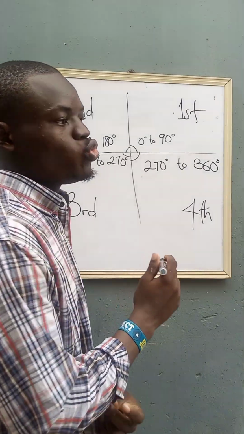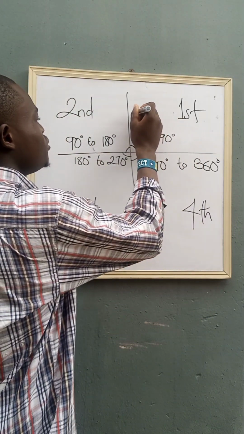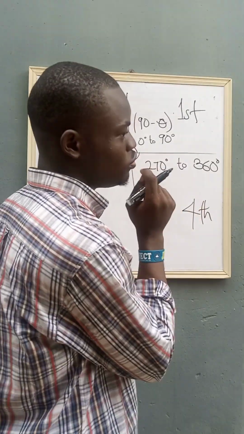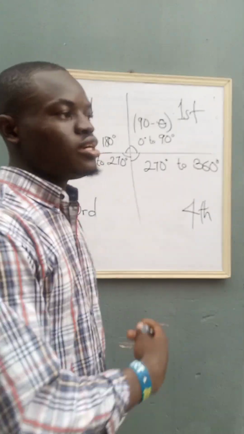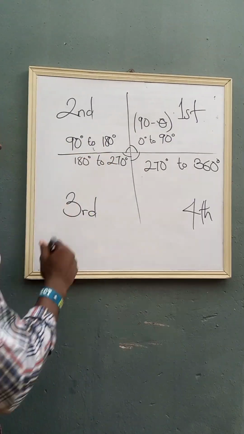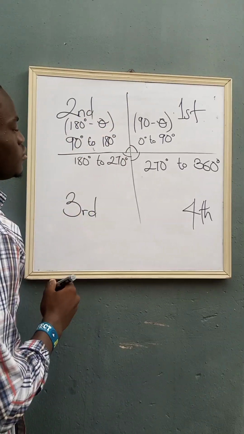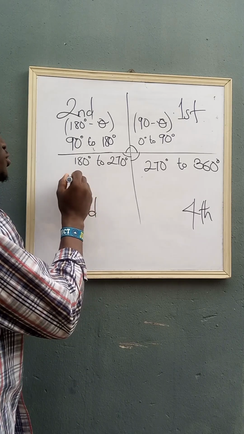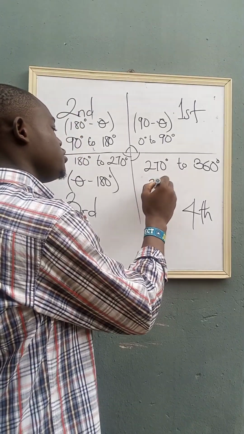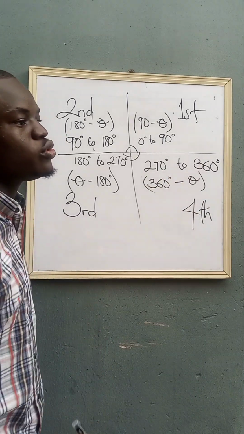Alright, so now what happens in this first quadrant? First off, when you have a question to solve for the first quadrant, what you do basically here is what we call 90 minus theta. Take note of this. It's very important in solving questions that have to do with trigonometric identities. For first quadrant, you have 90 minus theta. For second quadrant, you have 180 minus theta. For your third quadrant, you have theta minus 180. For your fourth quadrant, you have 360 degrees minus theta.